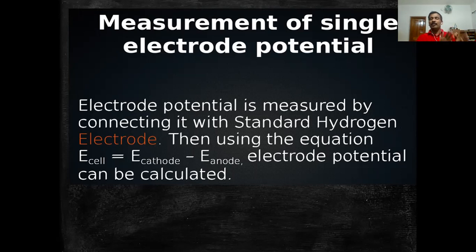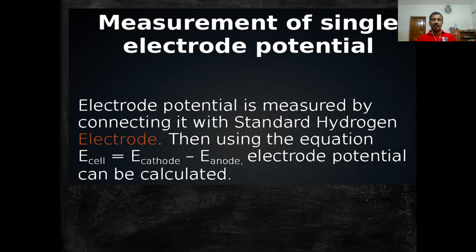In a cell, there will be an anode and there will be a cathode. So if you want to measure electrode potential, you have to construct a cell. In that cell, one of the electrodes will be the hydrogen electrode. Then we can determine the electrode potential of the other electrode. We know the electrode potential of the hydrogen electrode is 0. For example, suppose we have to measure the electrode potential of zinc. Construct a cell using zinc and hydrogen. You take zinc as the anode and hydrogen as the cathode, and you connect it through a salt bridge and measure the potential difference.